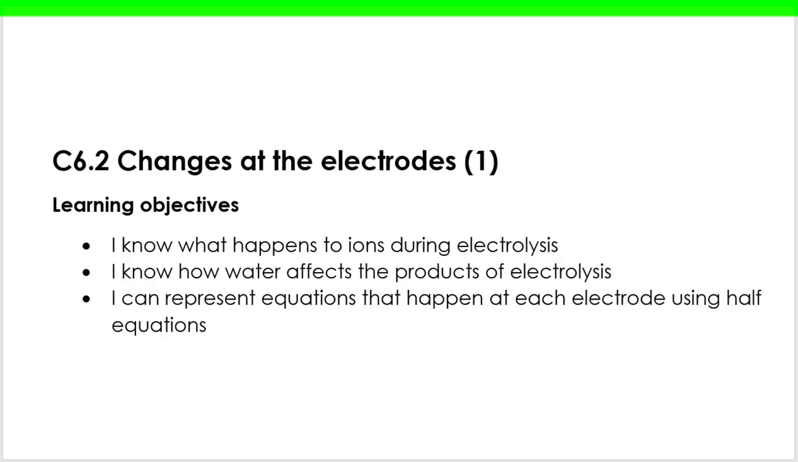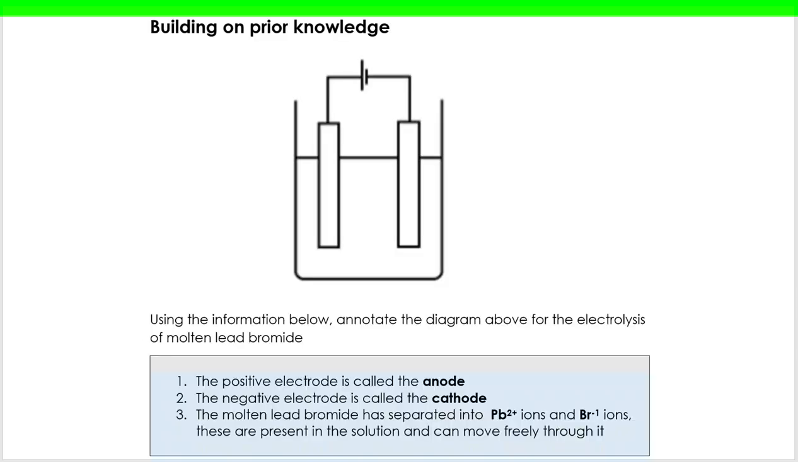We're going to look at what happens to the ions in electrolysis, and we're going to see how we can represent it using half equations. To begin, a quick review of the diagram. And hopefully you're able to annotate and explain what's happening here.